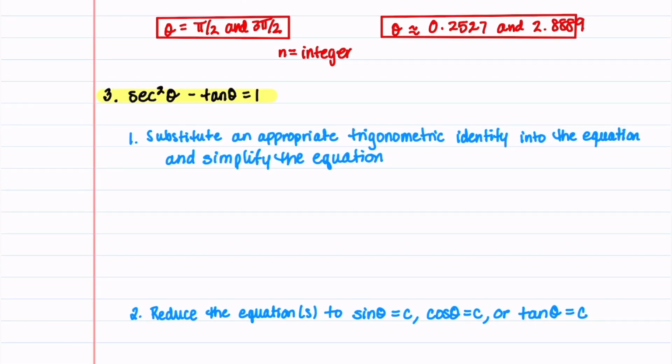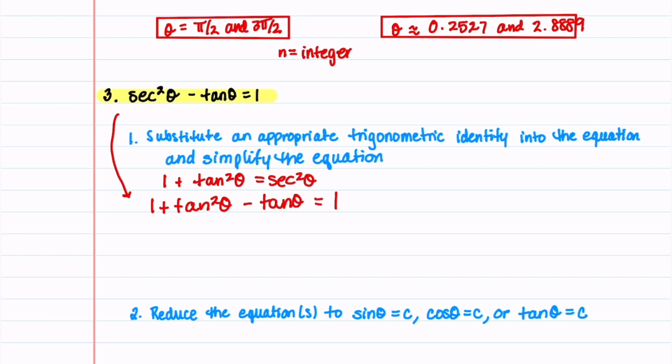Let's now look at our third equation, and it's written in terms of secant and tangent. We notice that secant squared is the more complicated term, so let's think about an identity that involves secant and tangent. Take a minute, you can even stop the video, and see if you can think of what that identity should be. We have the identity 1 plus tangent squared theta is equal to secant squared theta. Let's plug that in. So on the left-hand side, we're going to plug in 1 plus tangent squared theta. And then we subtract the tangent theta that's already up there, and the right-hand side is 1.